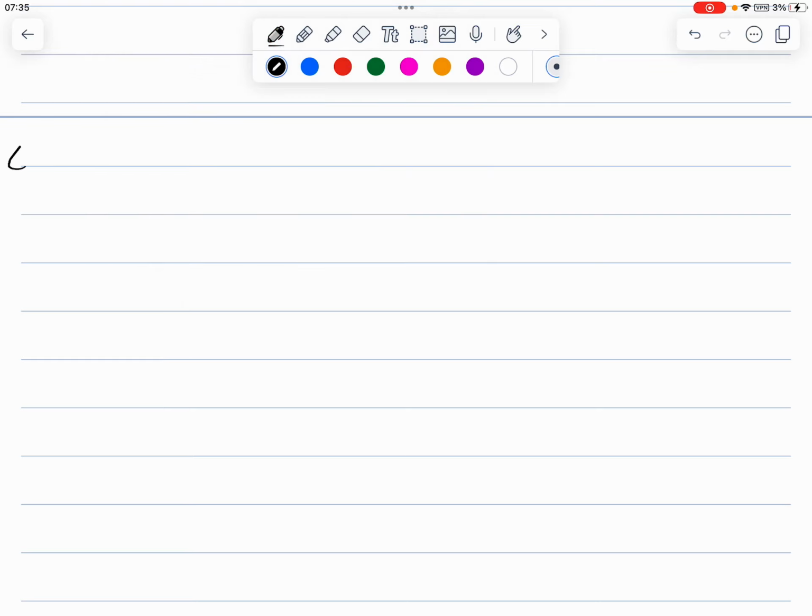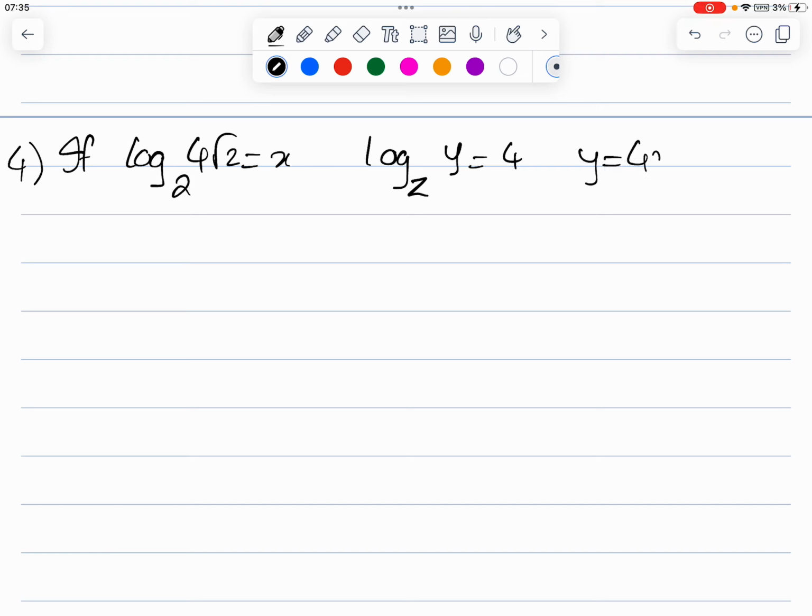Coming to question number 4. If log 4√2 to the base 2 equals x, log y to the base z equals 4, and y equals 4x² − 2x − 6 + z, the question is find y.